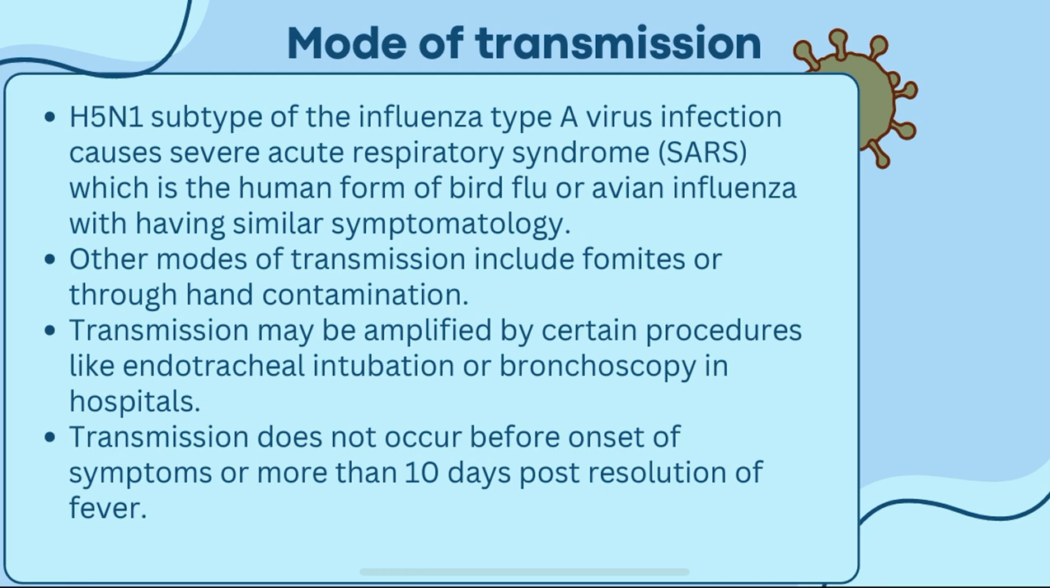The H5N1 subtype of the influenza type A virus infection is also causing the severe acute respiratory syndrome, which is the human form of bird flu. We know the avian flu is caused by H5N1 when we discussed influenza, which you can find in the playlist of the Epidemiology of Communicable Diseases, or you can see the entire playlist of the SPM lectures which are uploaded. You can find details about influenza, which I have explained in the previous sessions. So the H5N1 subtype of the influenza type A virus infection is causing the severe acute respiratory syndrome. It is a human form of bird flu or the avian influenza with similar symptomatology.